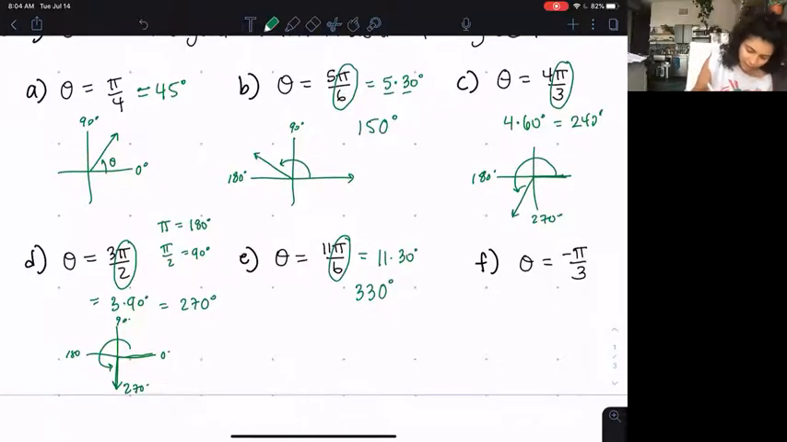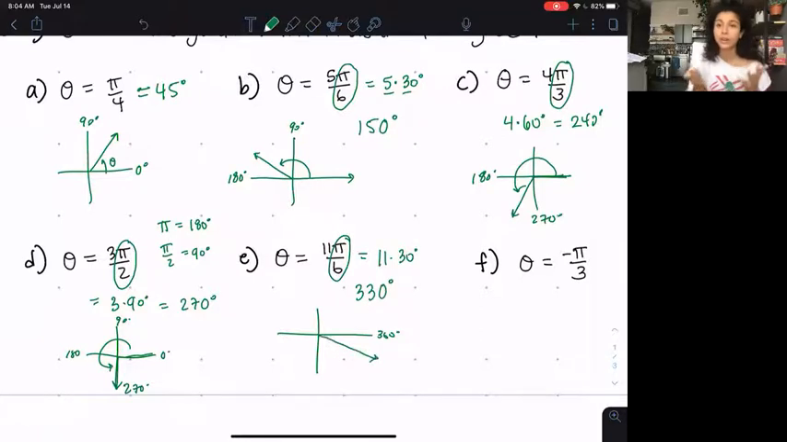Hopefully you had a chance to do that. So graphing 330, well, I know 360 is all the way around the circle, and 330 is pretty close to 360. It's only 30 degrees away. And so that's what my angle looks like.